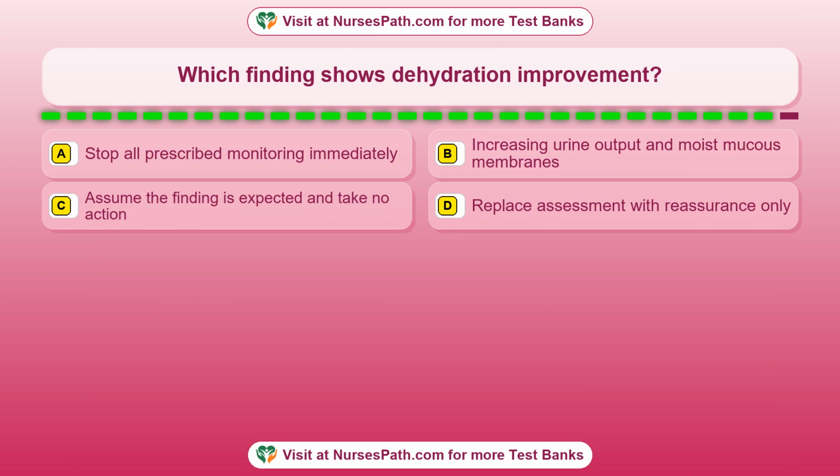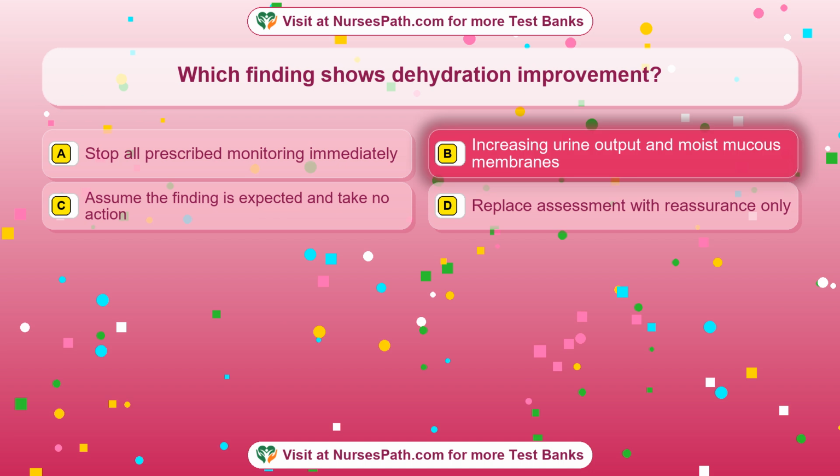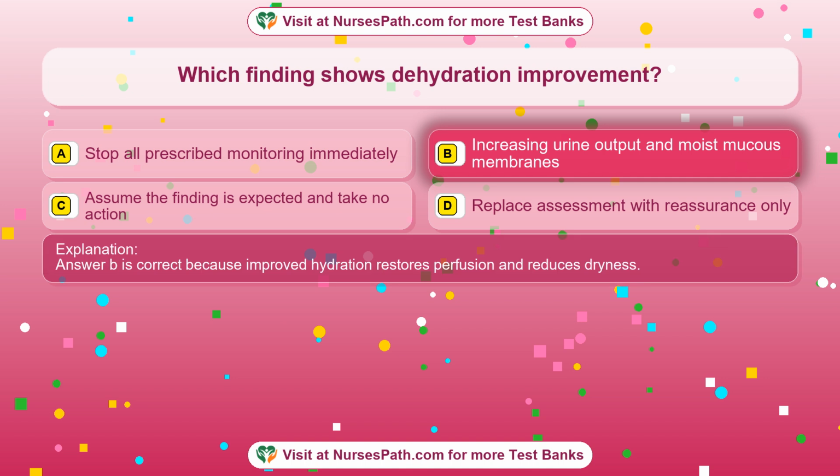Question 6. Which finding shows dehydration improvement? Option A. Stop all prescribed monitoring immediately. Option B. Increasing urine output and moist mucous membranes. Option C. Assume the finding is expected and take no action. Option D. Replace assessment with reassurance only. The correct answer is option B. Increasing urine output and moist mucous membranes. Answer B is correct because improved hydration restores perfusion and reduces dryness.